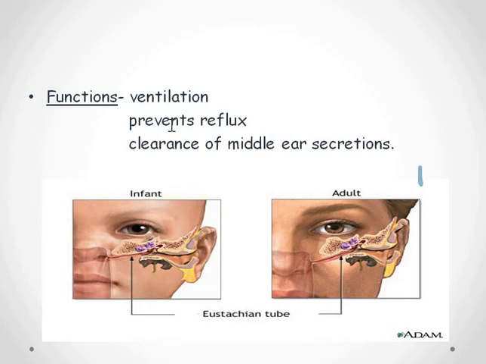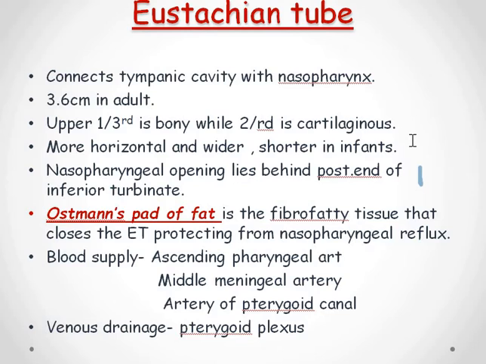So what are the basic functions of the Eustachian tube? Ventilation, prevention of reflux, and clearance of the middle ear secretions. We need to know this because of this horizontal Eustachian tube, and the length is also around 17 or 18 millimeters, as compared to adults, in which the length is 36 millimeters. There are more chances of infection in children and infants. Middle ear pathologies and infections are more commonly seen in infants and children because of the smaller length of 18 millimeters, the lesser middle ear space and the horizontal Eustachian tube. So it is more horizontal, wider and shorter in infants.